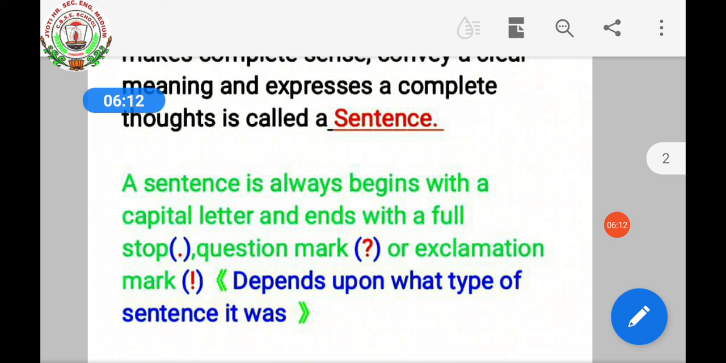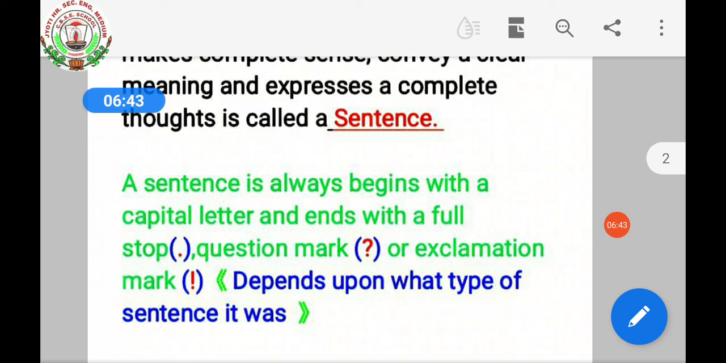अगर आप सरप्राइज हो रहे हैं, दुखी हो रहे हैं या खुशियाँ मना रहे हैं तब एक्सक्लेमेशन मार्क लगता है. That I will give the detail of later. Okay, so this all depends upon what kind of sentence it was. If I am applying the full stop or the question mark or the exclamation mark, it depends on what type of sentence you are writing or telling.